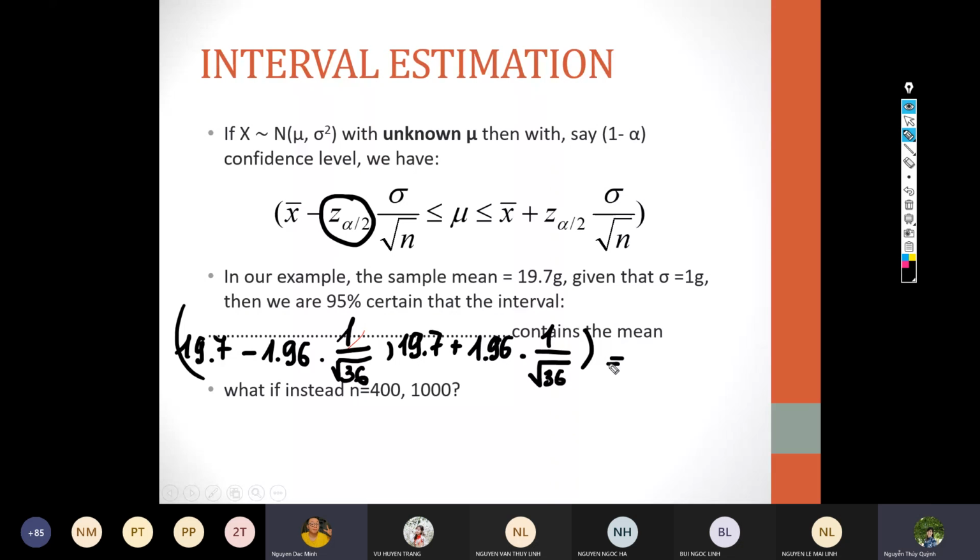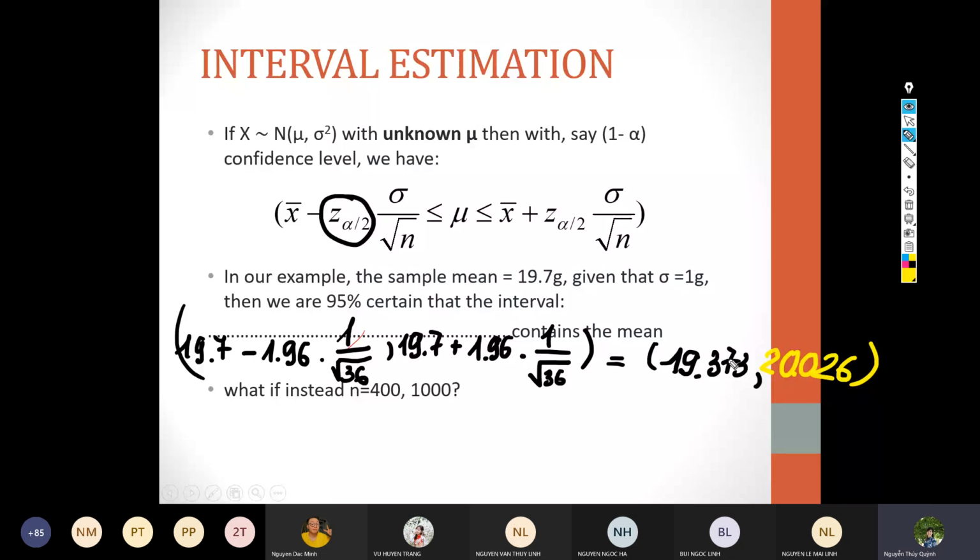19.373. Can you speak louder? 19.373 to 20.026. Okay, thank you so much. All right, so this is the 95% confidence interval for mu.